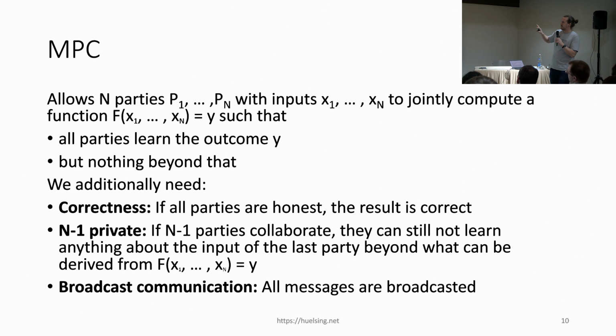And so there are protocols for this. In general, for many applications, we need somewhat simple ones, but we need some additional properties. So first we need perfect correctness. We want that if all parties behave honestly, then the result should be correct. We want that even under corruption this is secure, so we want it to be n-1 private. This means that if all parties collude against the last remaining one, they still cannot learn the input of this last party, besides anything you can derive from the output of the computation.